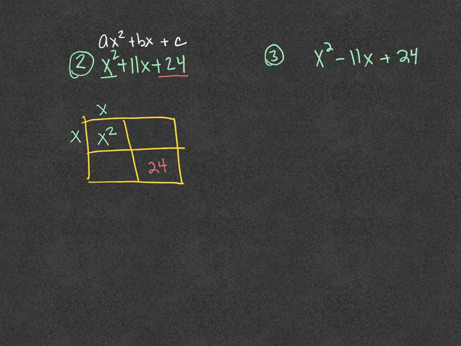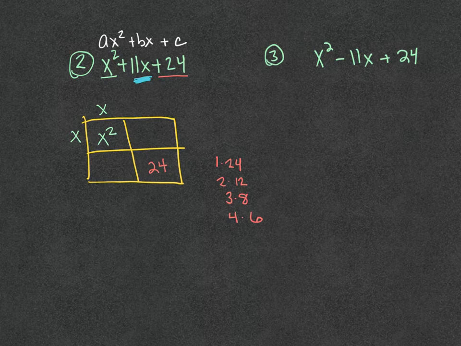Now, I'm going to have to think about the factors of 24. And this is one we're actually going to list. So we have 1 and 24, we have 2 and 12, we have 3 and 8, and we have 4 and 6. And then I'm going to examine my factors, and I'm looking for the factors that would add together to get me an 11. So I want that 11 right there.